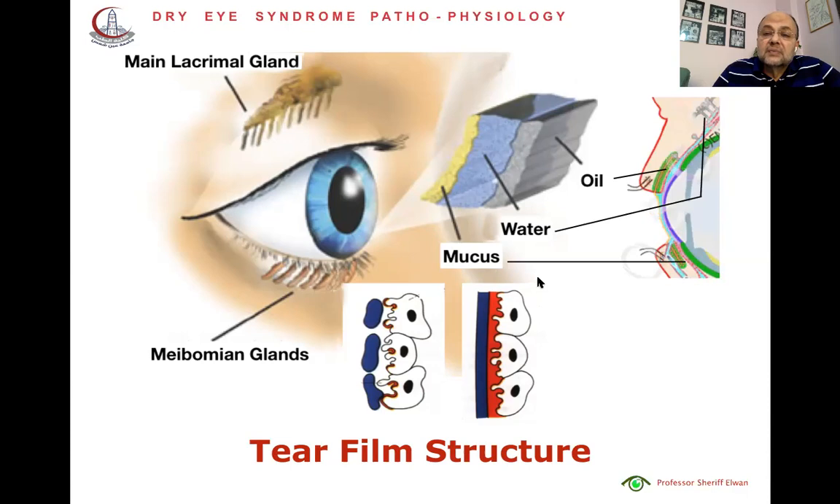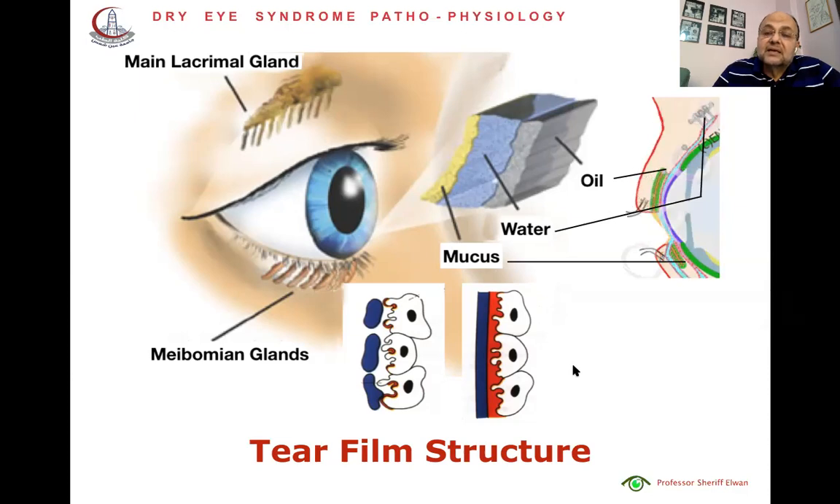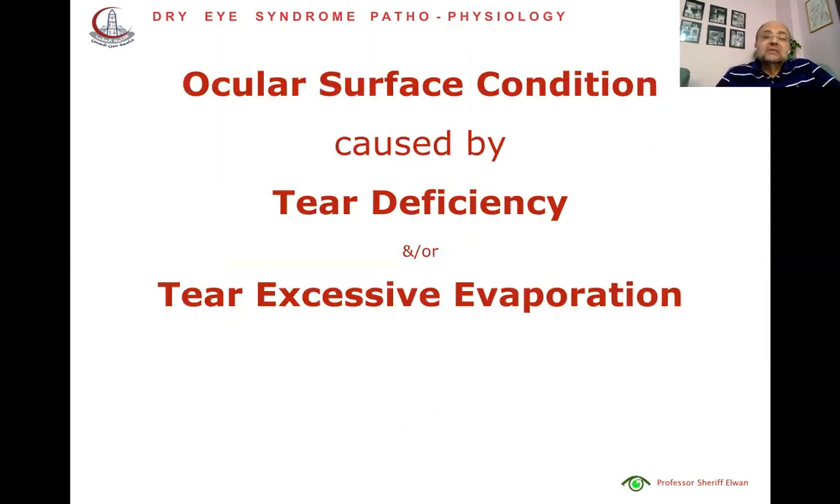This helps in preventing evaporation. This is number one, and it helps as well in lubricating the motility of the upper eyelid. Again, here is the outer lipid layer formed from the meibomian glands, the middle from the main and accessory lacrimal glands, and the inner from the goblet cells. This is what is called ocular resurfacing, which is a very important process for the vitality of the cornea and hence the whole eye.